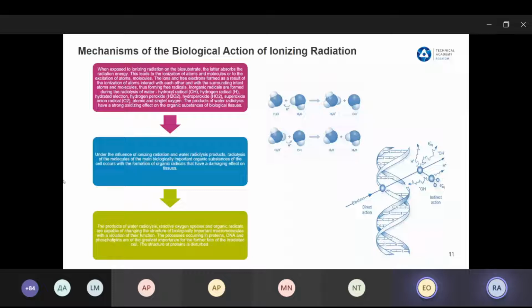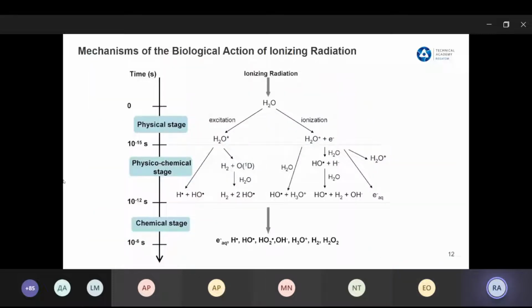The first, physical stage. Within a very short period of time, within 10⁻¹³ seconds, the energy of ionizing radiation is absorbed by biomolecules and components of their environment, molecules of water and other substances. As a result, excited and ionized atoms and molecules appear.